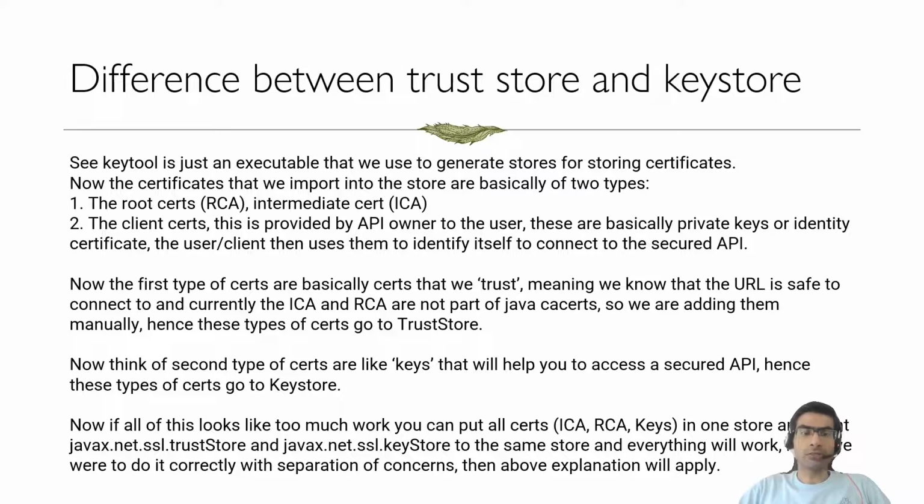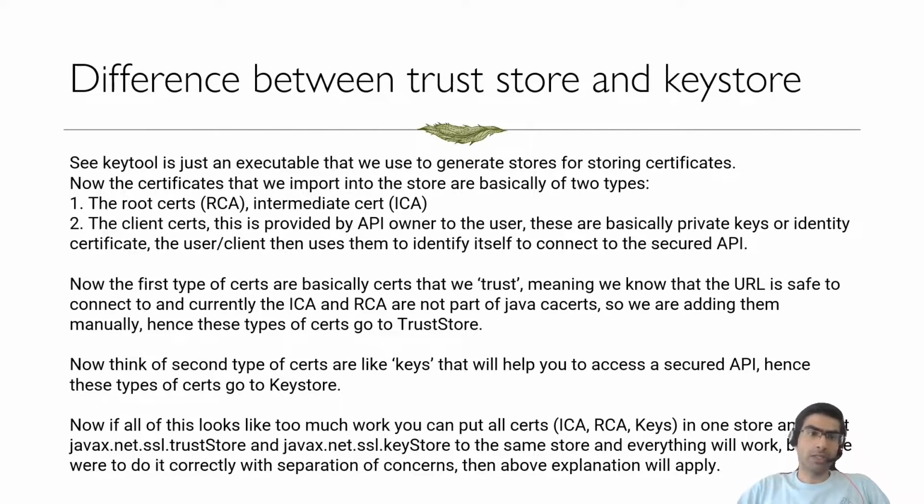Now, the certificates that we import into the store are basically of two types: the root certs, intermediate certs, and sometimes the website certs. The other one is the client certs, which are provided by the API owner to the user. These are basically private keys or identity certificates. The user or client then uses them to identify itself to connect to the security API.